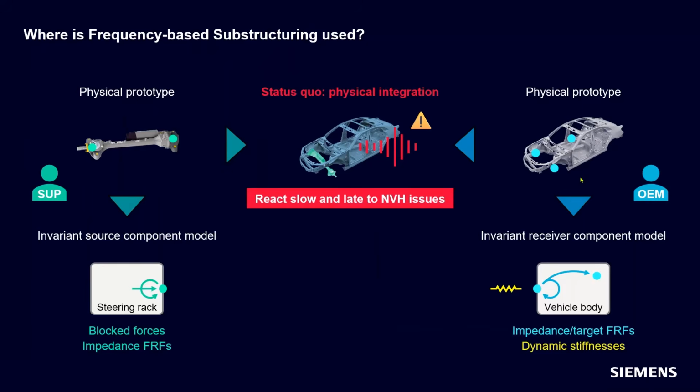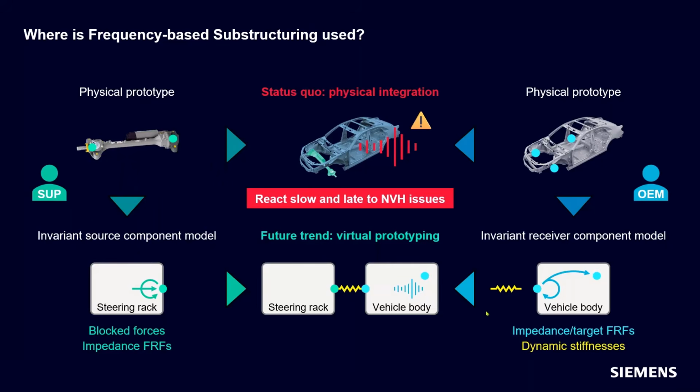So alternatively, the supplier can make what we call an invariant source component model of their steering rack. And that invariant source component model consists of block forces, which are the loads that this steering rack is going to generate, and then some FRFs. We're going to call them impedance FRFs, and we'll learn more about what that means. But they essentially work on their component and they generate these two pieces of data. The OEM, for their part, gets their own impedance FRFs and target FRFs for their vehicle body, either through simulation or test, and then any dynamic stiffnesses of the mounts that they're going to be using.